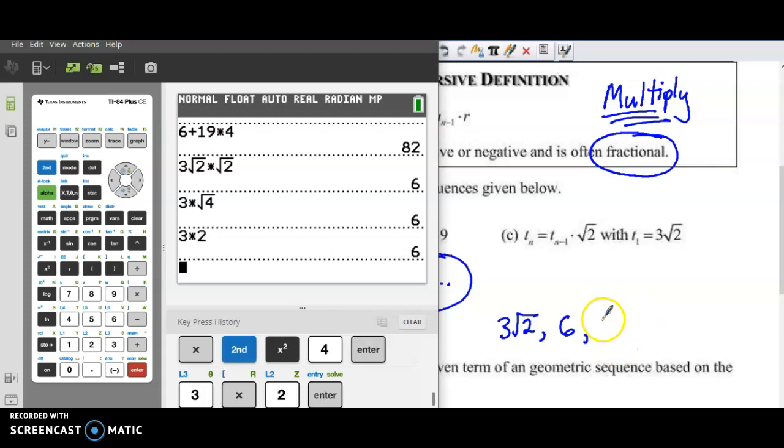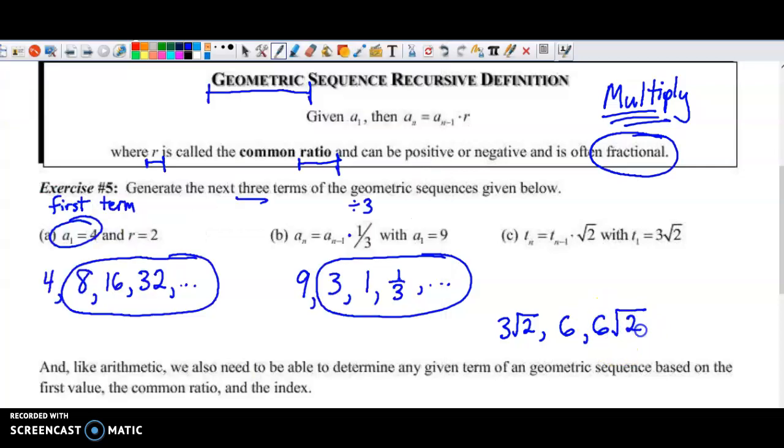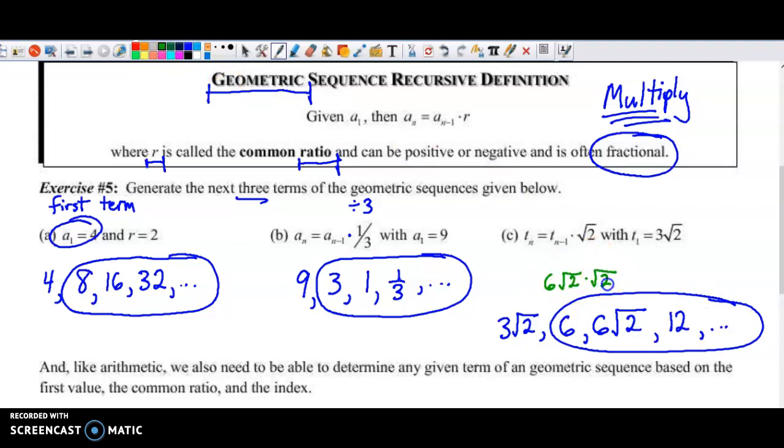So then the next number would be 6√2. And just think about it. And here you go. The next one will be 12. And again, if you're stumped on that, just go ahead and write it out. Like if you did 6√2 times √2, that's the same thing as 6 times √4, which is the same thing as 6 times 2. And that's how you get the fourth term.